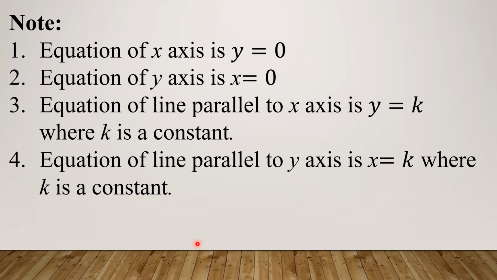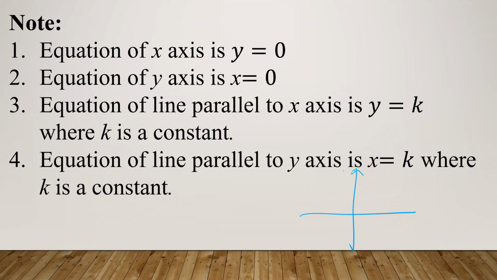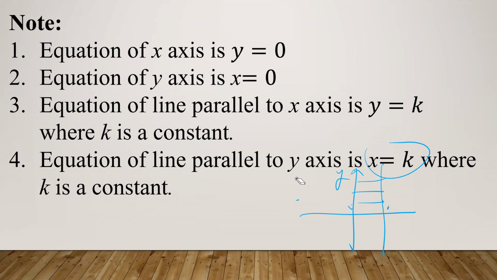Equation of line parallel to y-axis, मतलब ये y एक्सिस है ऐसा लाइन, तो that equation will be x equal to k. If k is positive, line will be to the right side, and if it is negative, line will be to the left side. So we have seen 4 types of lines today. Okay, x axis, y axis, a line parallel to x axis, and a line parallel to y axis.